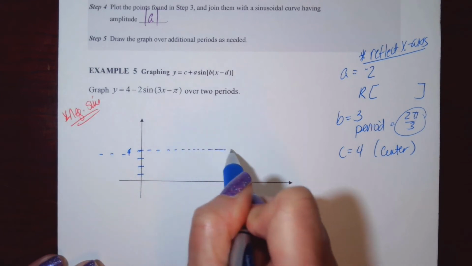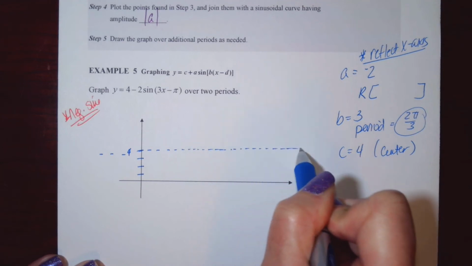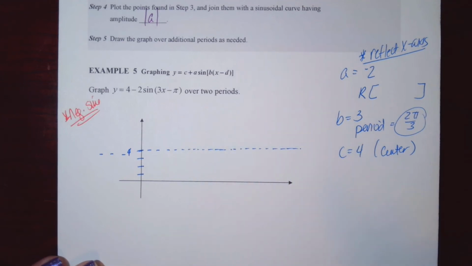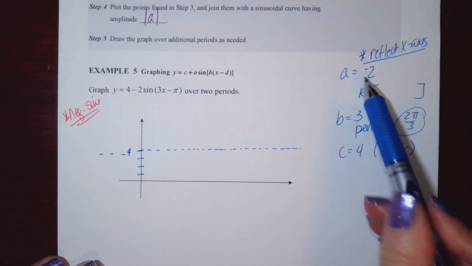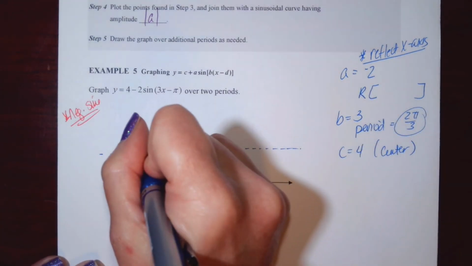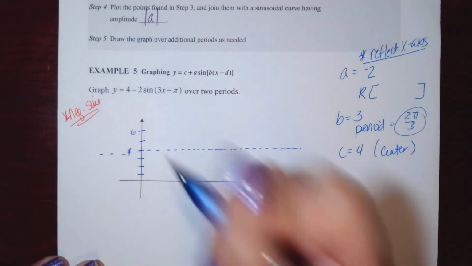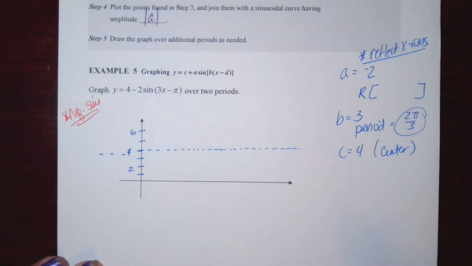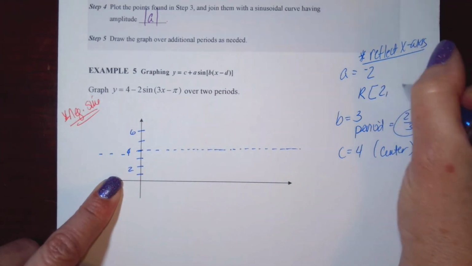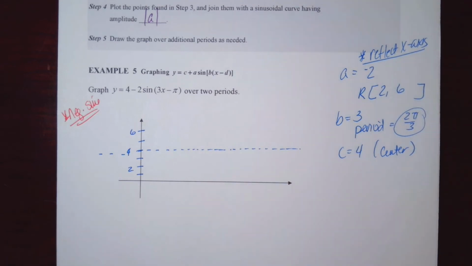The function is not going to be centered on the x-axis. It's centered up here at y equals 4. My amplitude, we said, was 2. So from center, I'm going to be going up to 6, and from center, I'm going to be going down to 2. So the range of my function is 2 to 6.